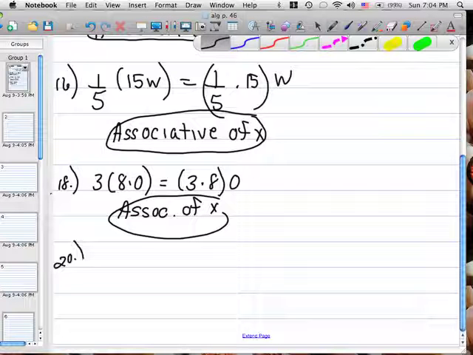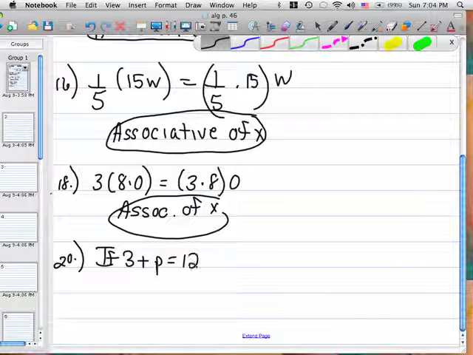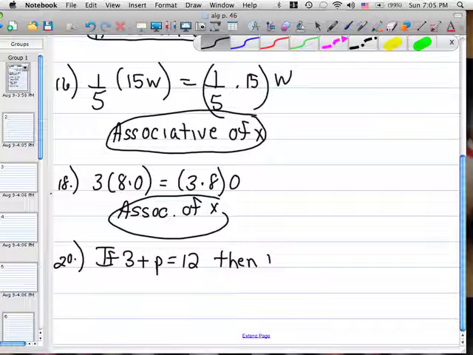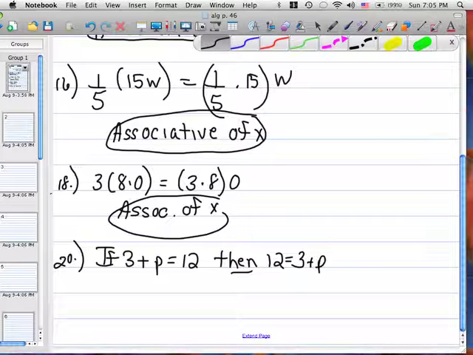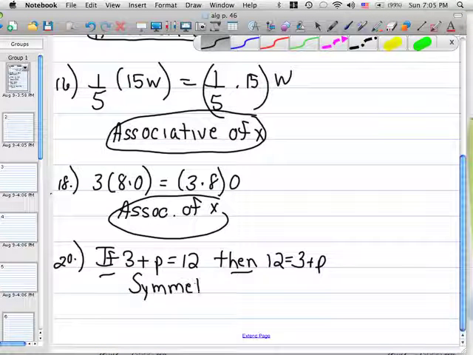Problem number 20, if 3 plus P equals 12, then I can turn that around and say 12 equals 3 plus P. Because of the words if, then, and because it's switching around the equal sign, I know that's the symmetric property of equality.